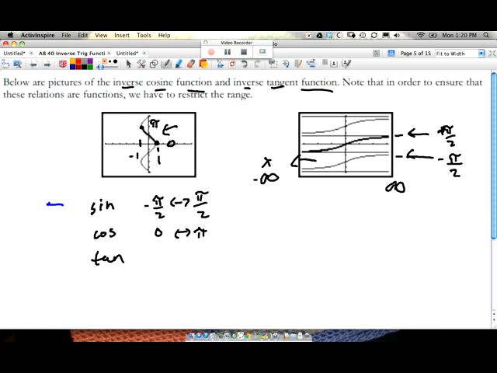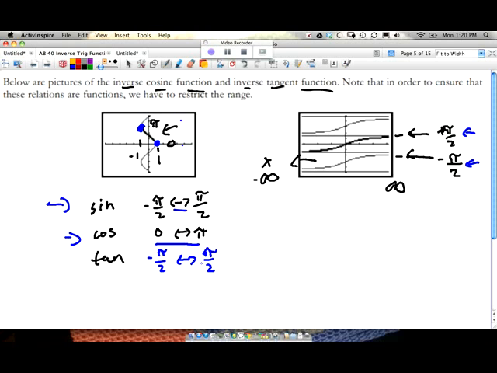Similarly, cosine has some different things here as well. So sine, we have that. But for cosine, it's 0 to pi. Because check this out. We have the same interval from -1 to 1 horizontally, but now we've got to split it from 0 to pi for these answers. And for tangent, we have the -pi/2 to pi/2 here.